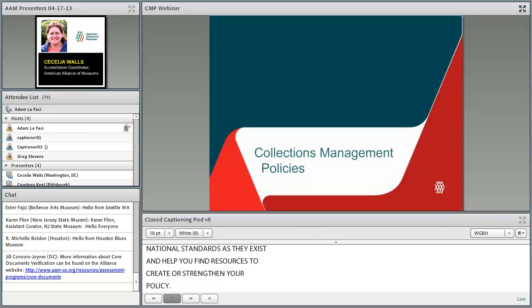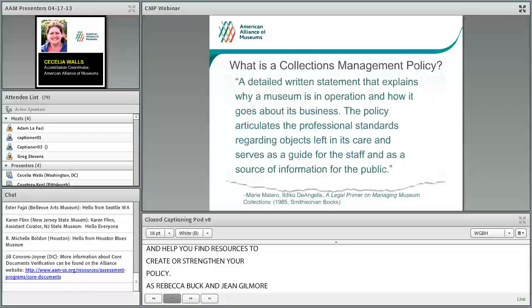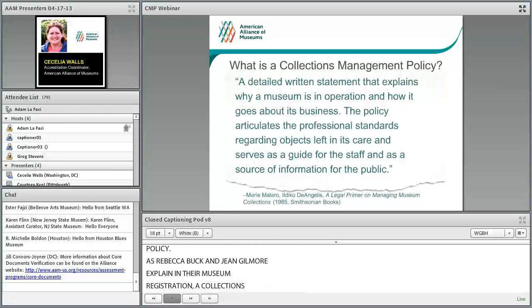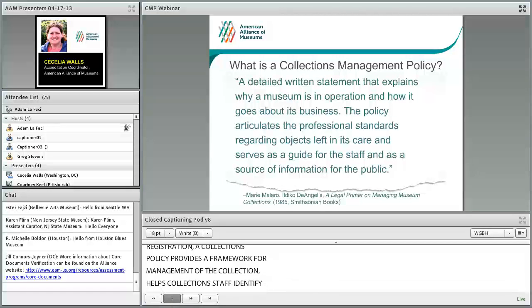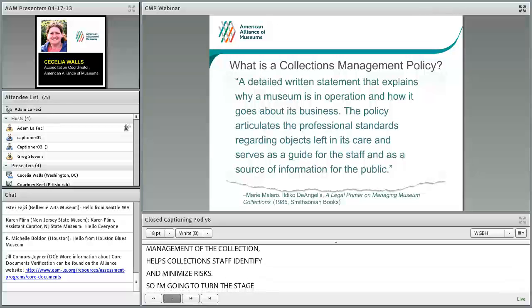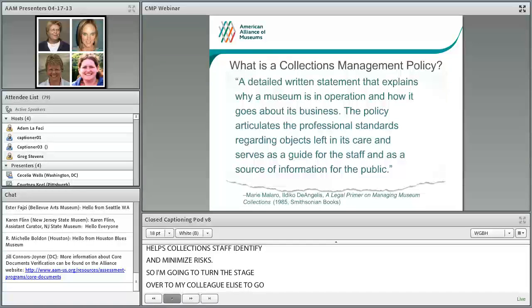As Rebecca Buck and Jean Gilmore explain in their Museum Registration Methods 5th edition, a collections policy provides a framework for management of the collection, helps collection staff identify and minimize risks. So I'm going to turn the stage over to my colleague Elise to go through this definition of a collections management policy. Okay. Cecilia, can you go to the next slide, please?